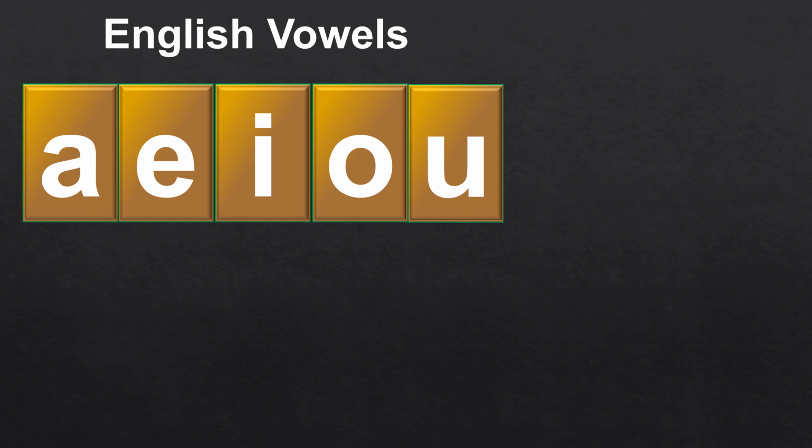Igbo vowels. This lesson is on Igbo vowels, but let's start with the English vowels. There are 5 vowels in English language. They are A, E, I, O, U.